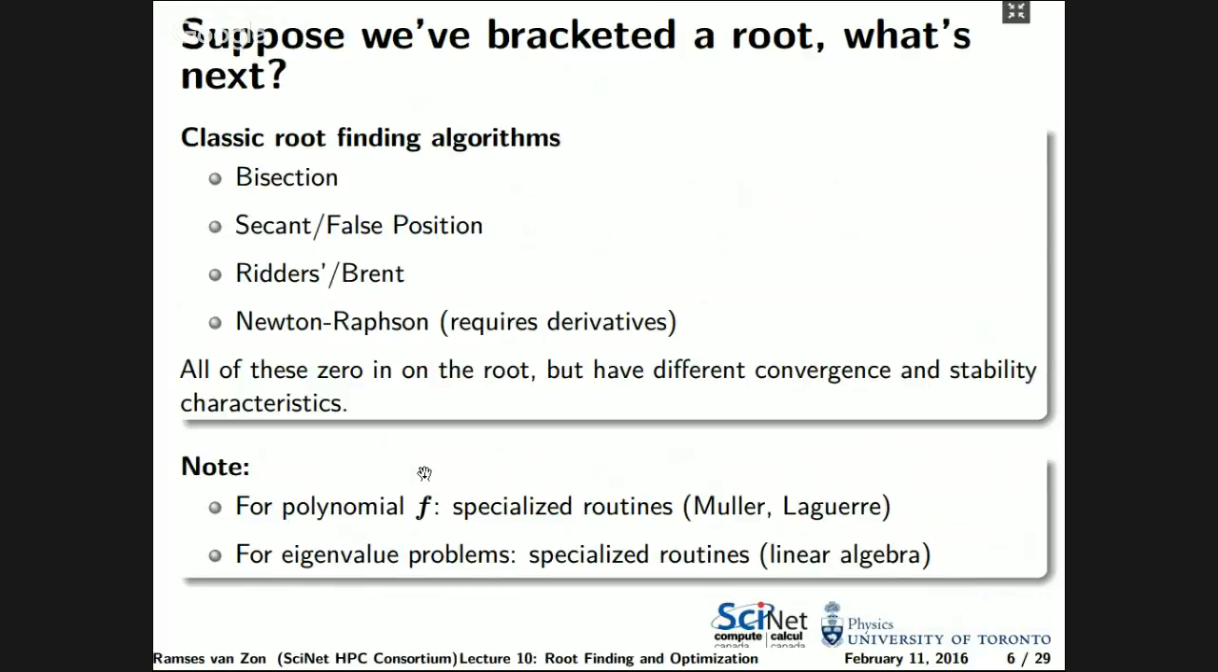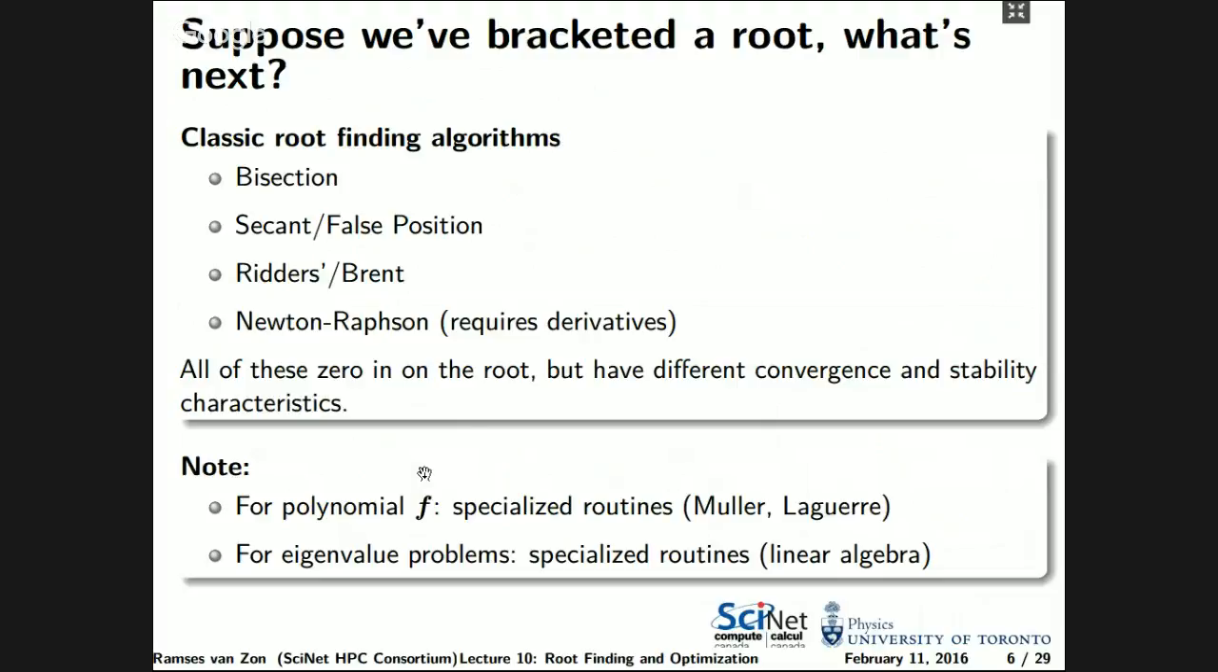But suppose we do. Suppose we found a bracket. What do we do? I'm going to look at a few variations on how you now zoom into this root. Bisection, which is the easiest one, but not the fastest one. Then a secant or false position, and we'll look at Brent and Newton-Raphson too. Okay, so they all converge differently. They take a different amount of time. They take a different number of evaluation of the function.